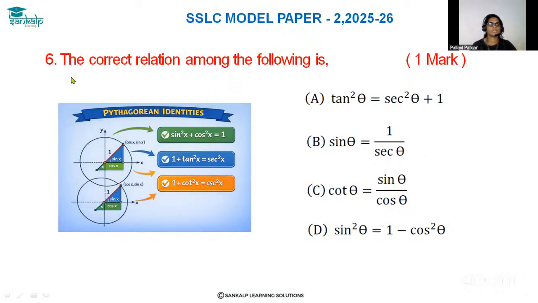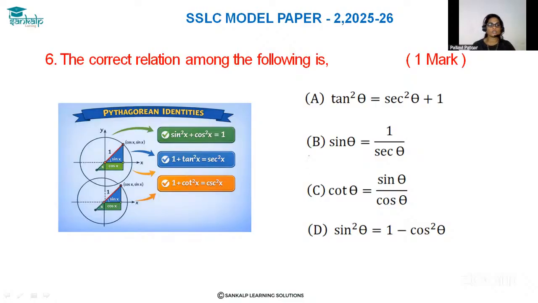Hello everyone. Look at question number 6. The correct relation among the following is. Look at option A: tan square theta is equal to secant square theta plus 1. B: sin theta is equal to 1 by secant theta. C: cot theta is equal to sin theta by cos theta. D: sin square theta is equal to 1 minus cos square theta.